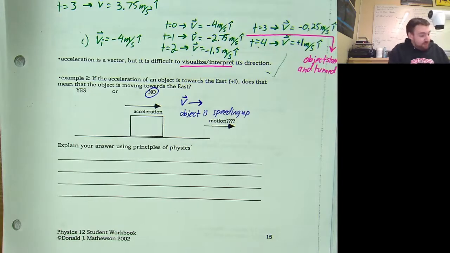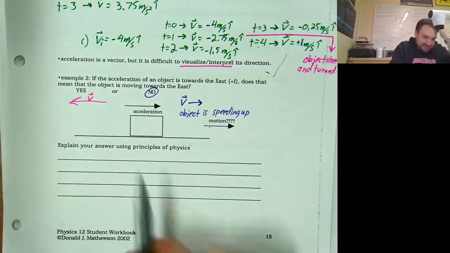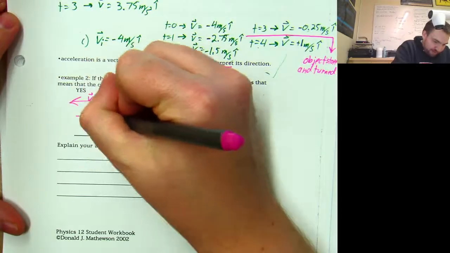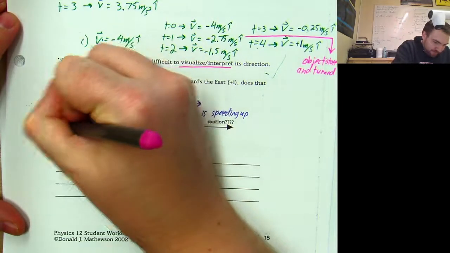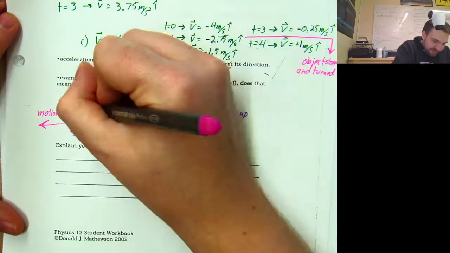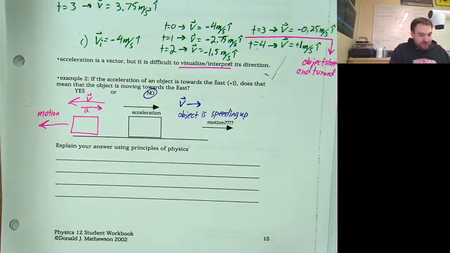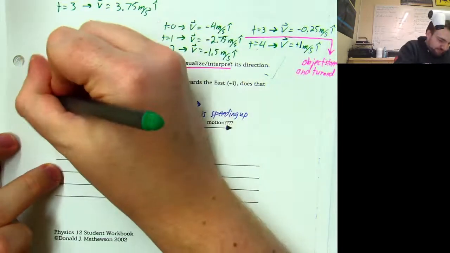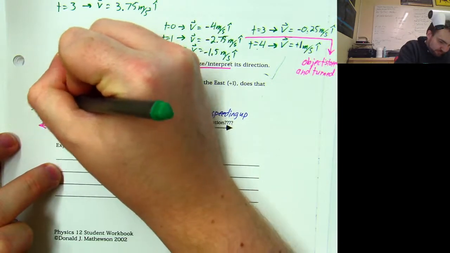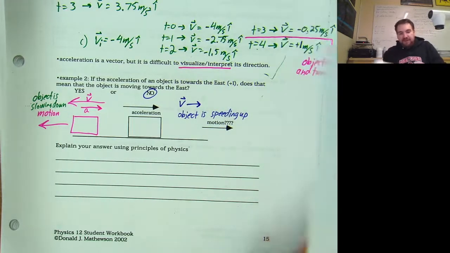But you could have it that the velocity is this way and the acceleration is this way. And what that means is you have an object, this block, is moving, the motion is that way. The acceleration is that way. So the object is slowing down. Okay. Stuff you should have dealt with last year.